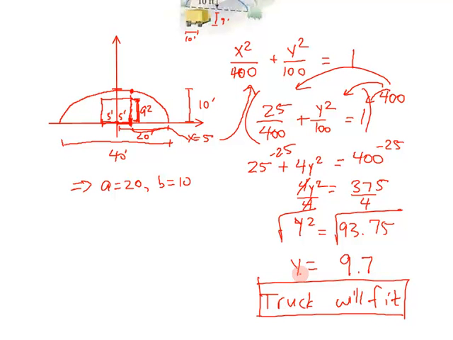So this is an example of where we can use our knowledge about the ellipse to find the equation and then answer a question about the height of the ellipse at a certain point. All right, that's the end of section 10.2.